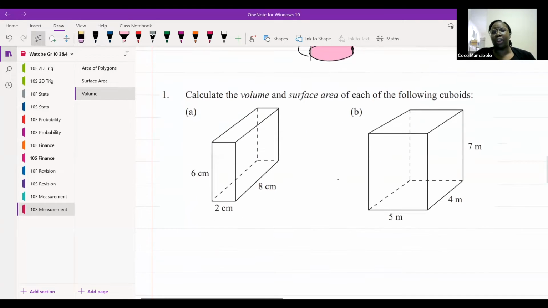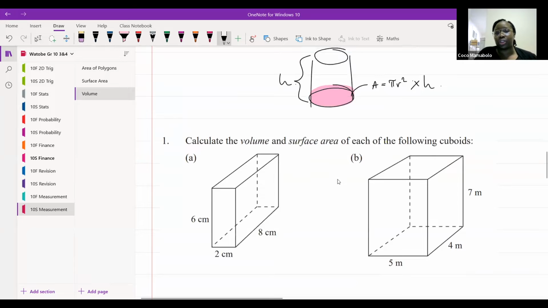Calculate the volume. We're not doing surface area anymore. So we're just going to be calculating the volume of the 2 following prisms. Once you are done, pop your favorite emoji in the chat.